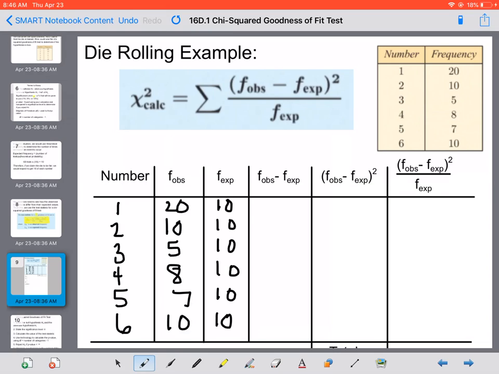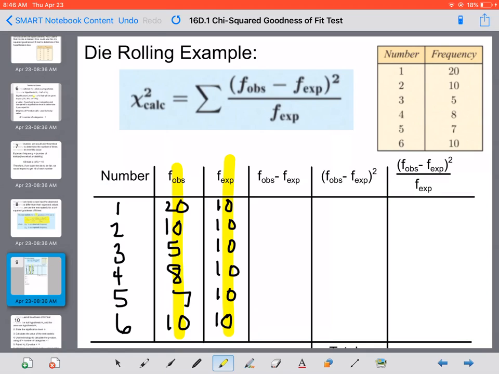Those are the only columns I'm going to fill in because, like I said, we're only going to do this using the calculator versus doing it all by hand, just because of time. So these are the two columns that are important for us.